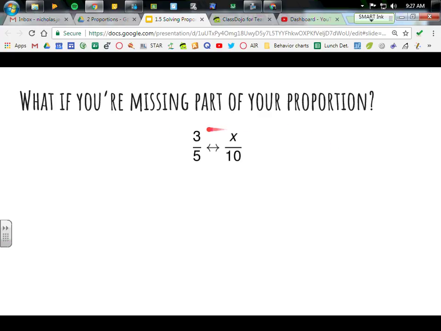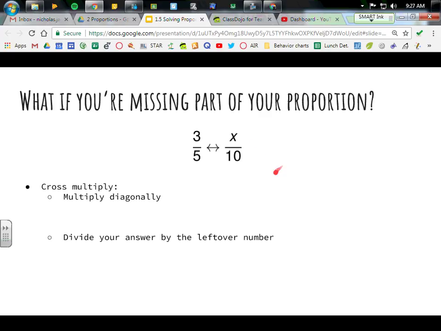So what if you're missing part of your proportion? Like this one we see here. We've got two ratios that we know are proportional. 3 to 5 and then something to 10, some unknown value. How do we figure out what that unknown value is? All right. We follow two steps.